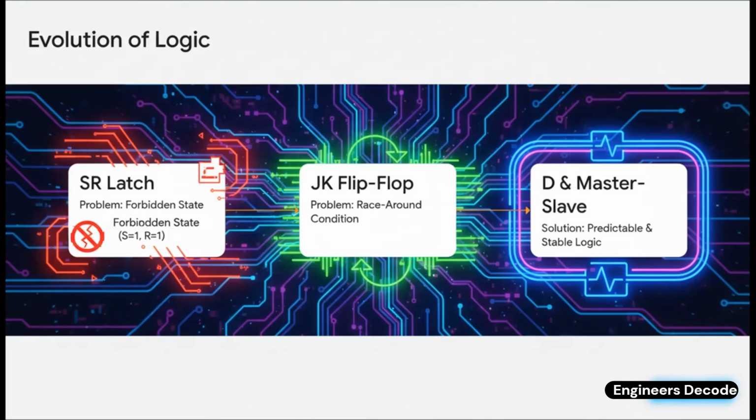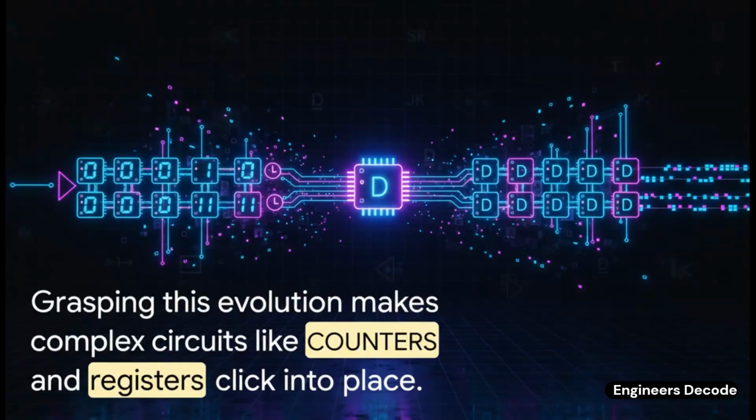You had the SR latch with its forbidden state, then the JK flip-flop with its crazy race-around condition, and finally the D flip-flop, and the master-slave design came in as the heroes to give us the stable, predictable logic we absolutely need. And here's the bottom line. If you really get this story, this evolution from flawed ideas to smart solutions, then things like counters and registers, they suddenly become so much easier. It all just clicks. Everything starts right here.